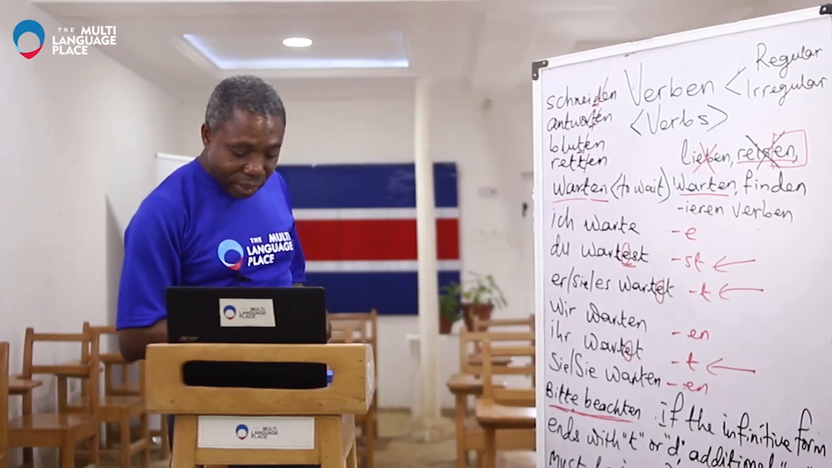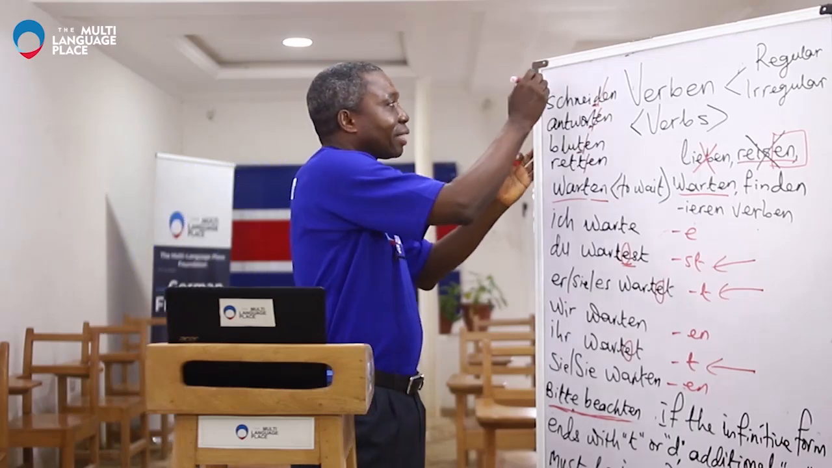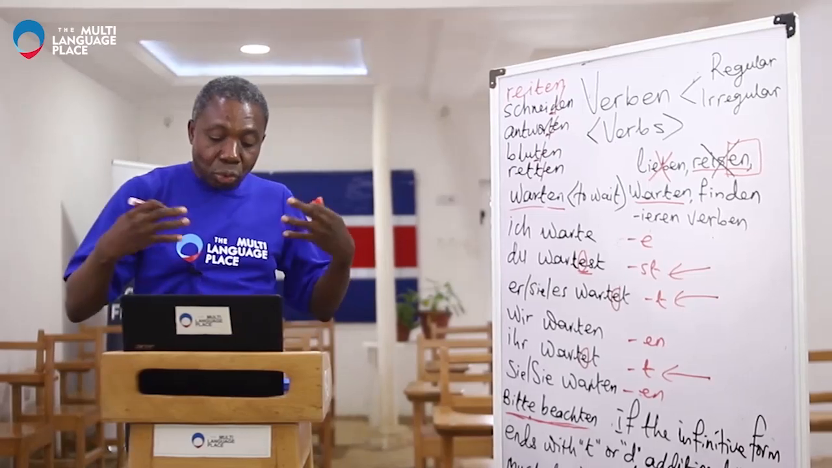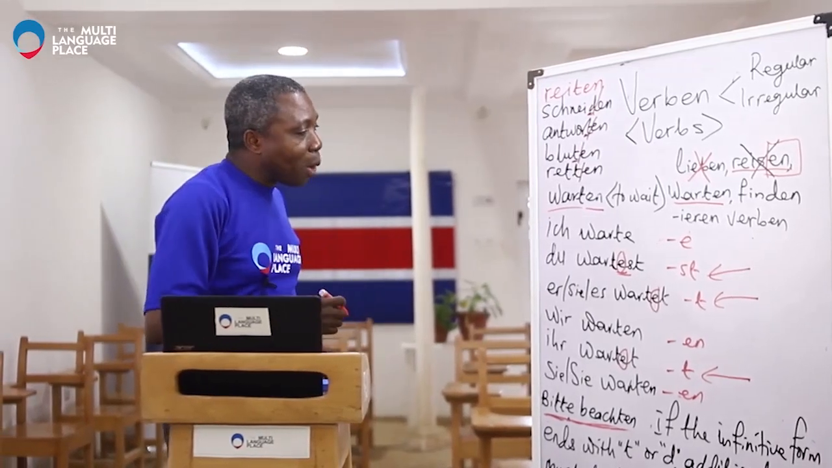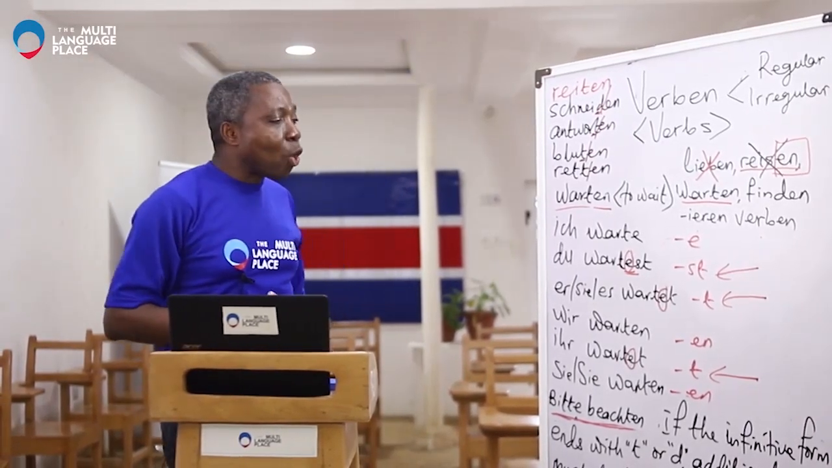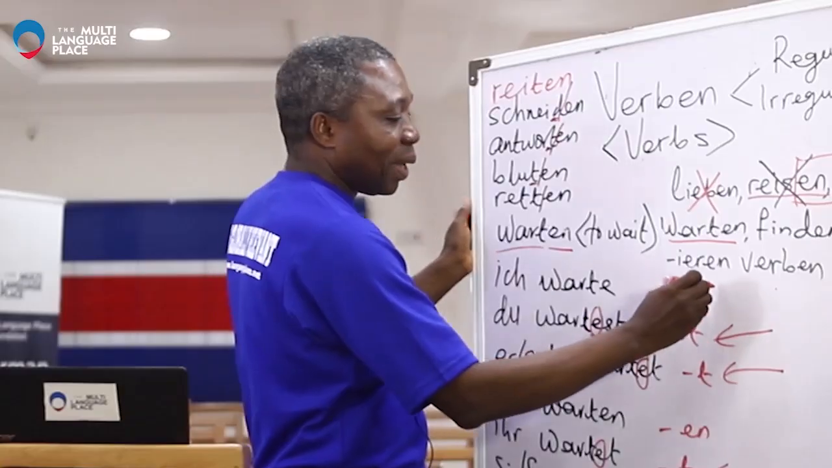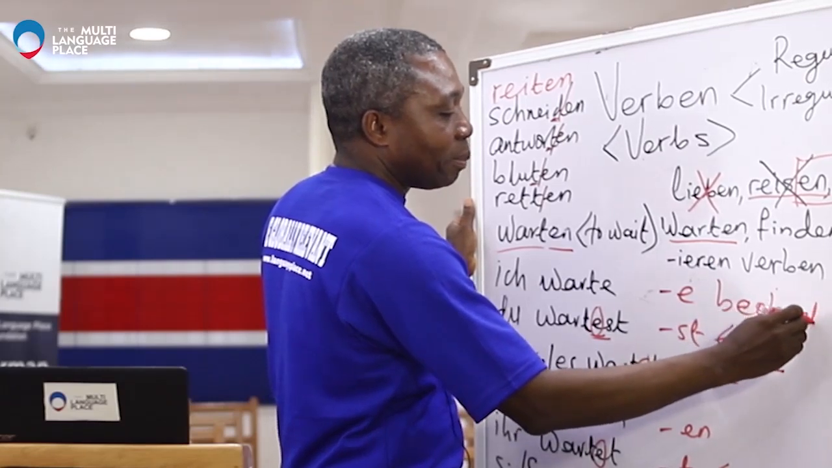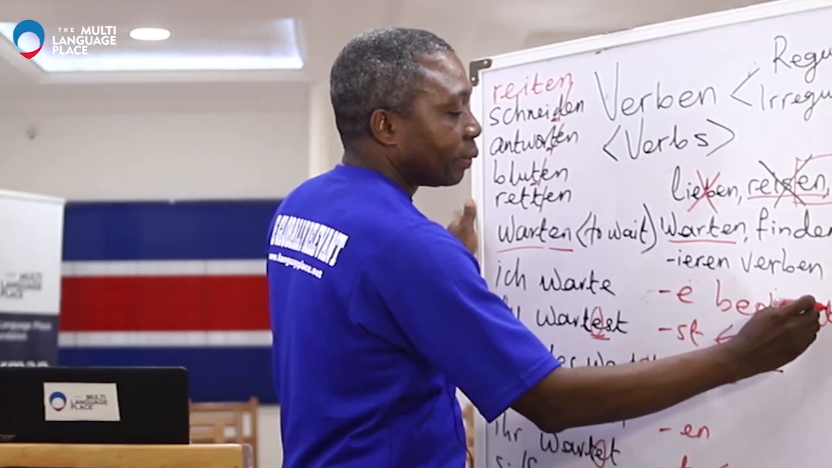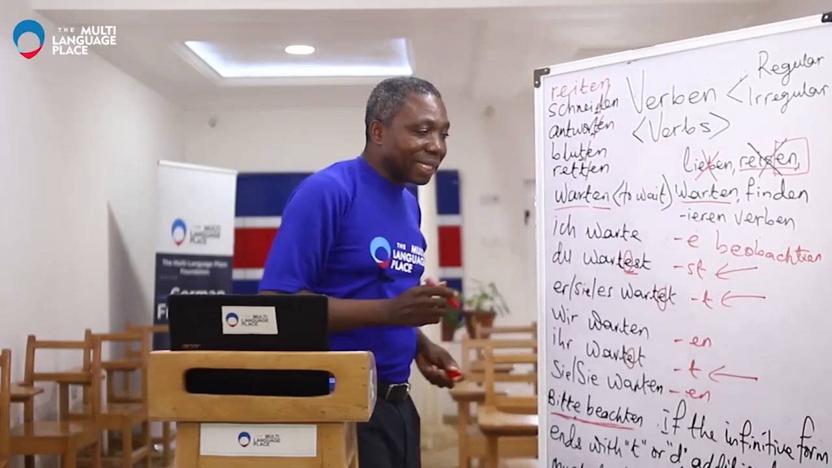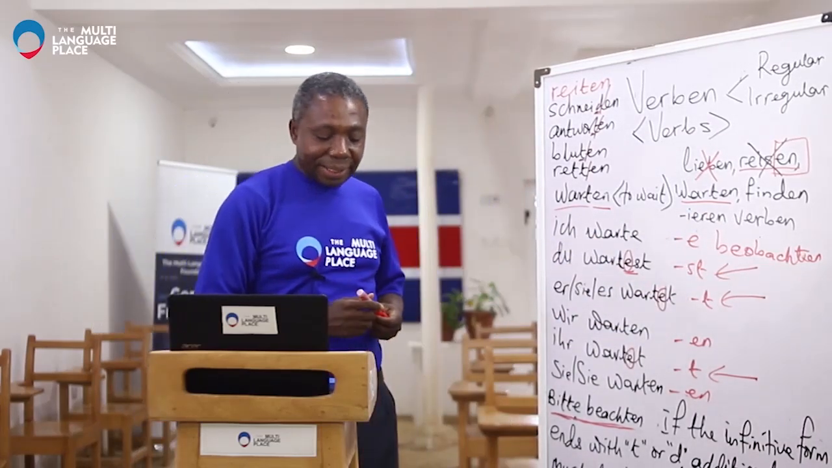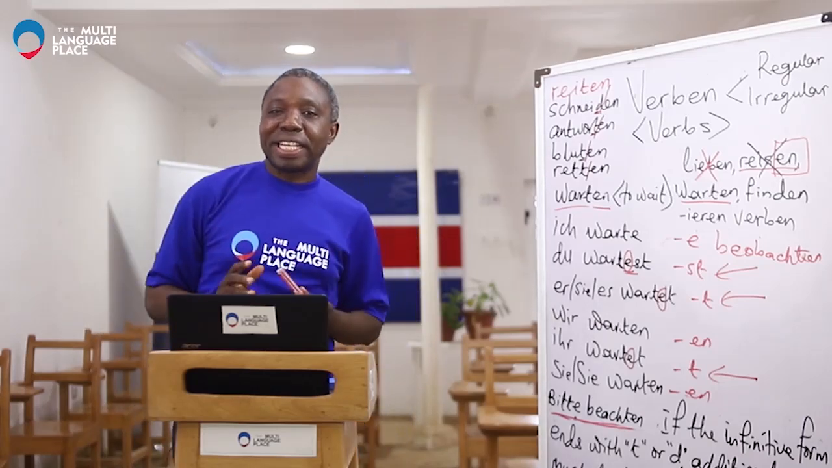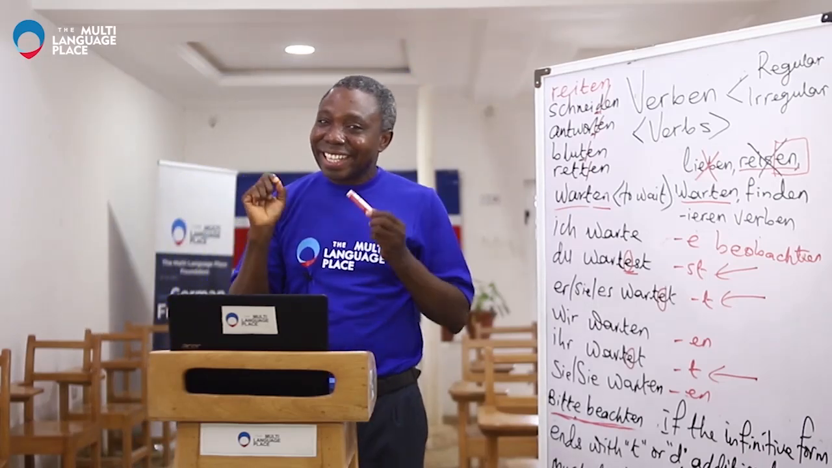Yes, we have another one, which is reiten. You can still write this one down. Reiten. That's another verb, which means to ride. Also, beobachten. I'll write it here. Beobachten, to observe. So these are the verbs that when we are conjugating them, you need to pay special attention and don't forget the extra E.